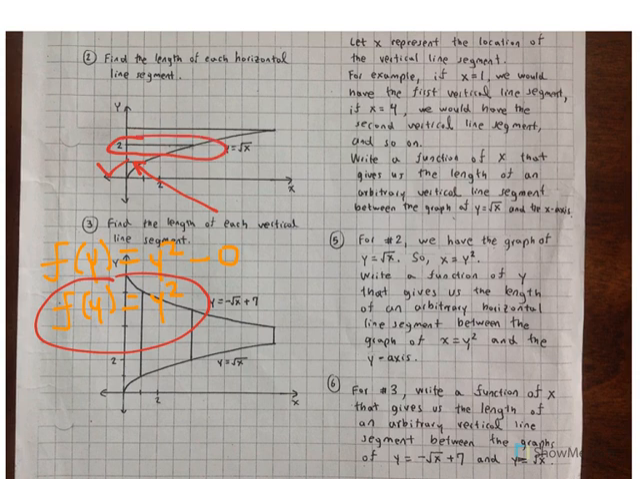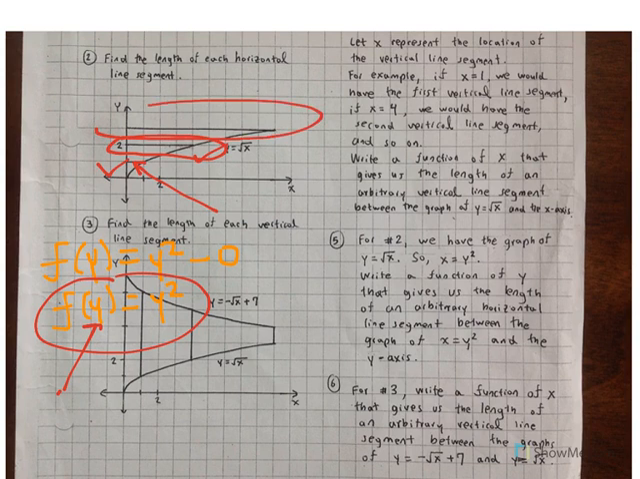The medium length horizontal line segment is located at y is equal to 2. What is its length? f of 2 is equal to 2 squared, which is 4. And that's the length that we found for that segment in number 2.